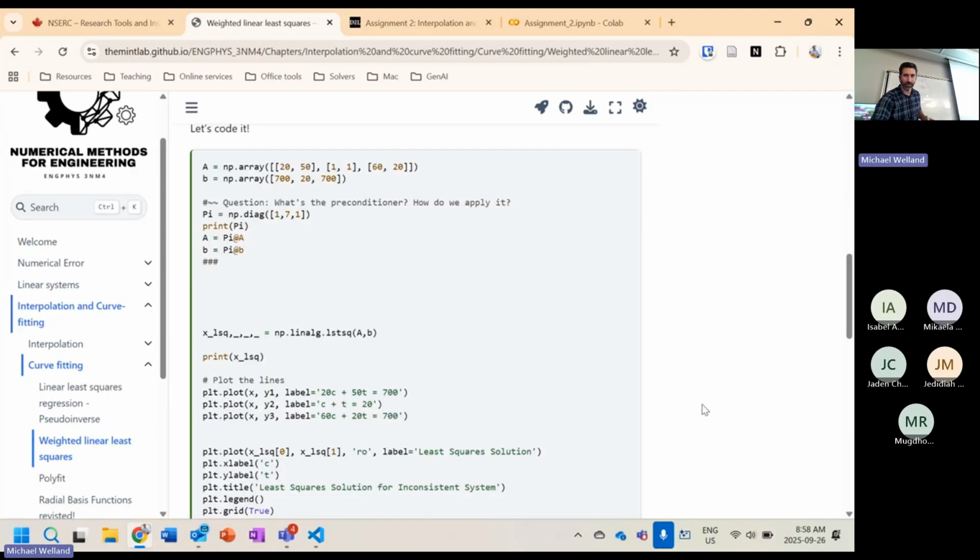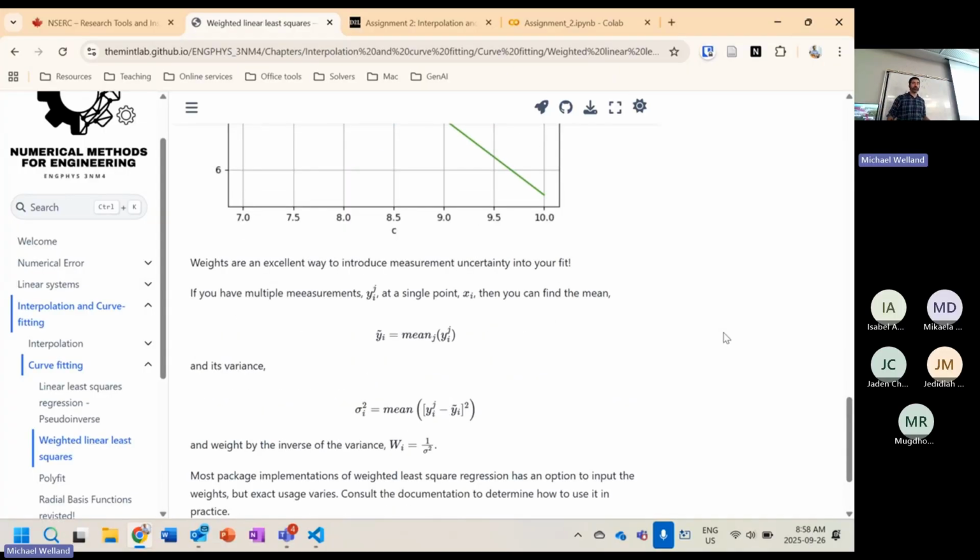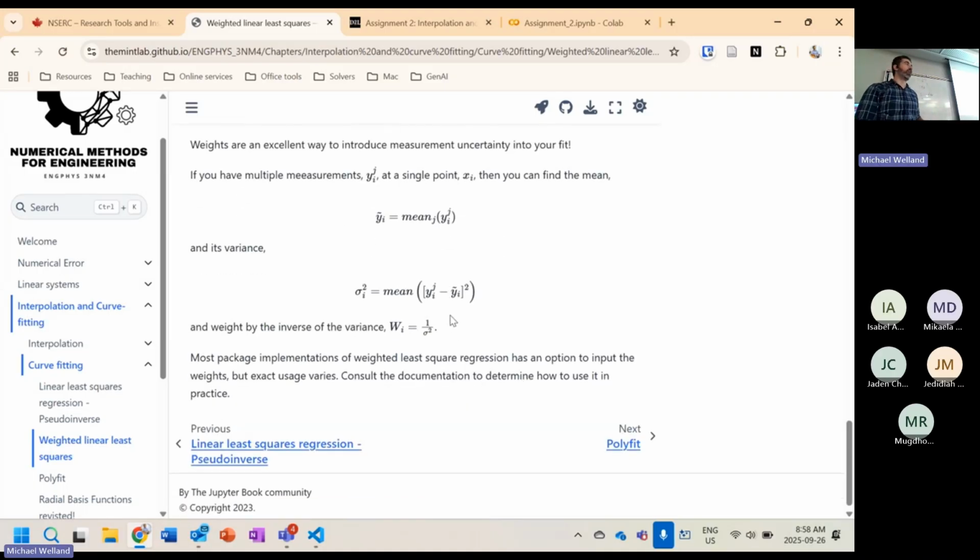Oh, wait a second. I think I skipped part. Yeah, here we go. Okay. So weights are an excellent way to introduce uncertainty into your fits. If you have multiple measurements, you just ask for the mean. Mean, average, super easy to calculate. You calculate its variance. This is how you calculate the variance: the square of the standard deviation, otherwise known as dot VAR, of your vector of the multiple things. Again, assignment 2. And then your weights are 1 over that variance.